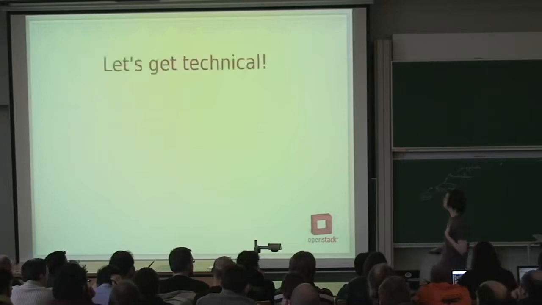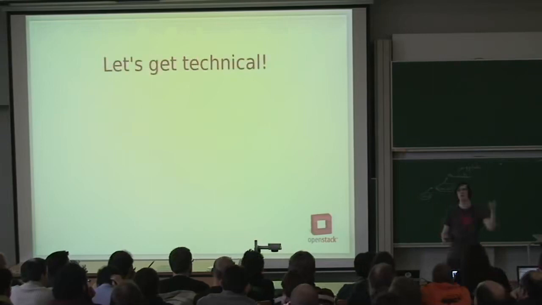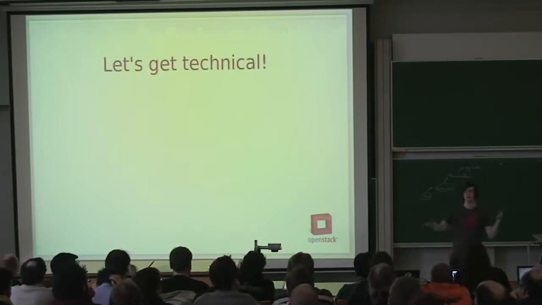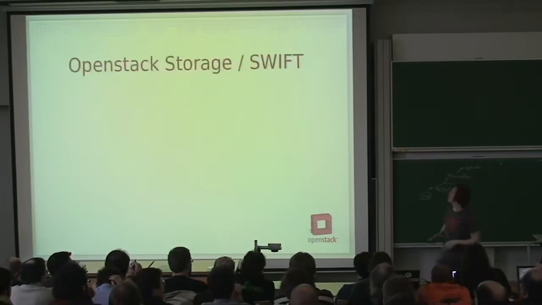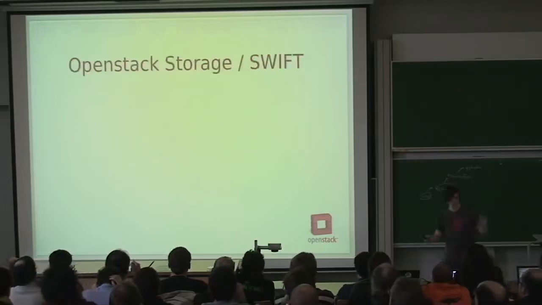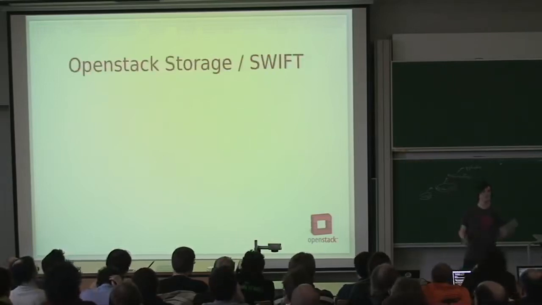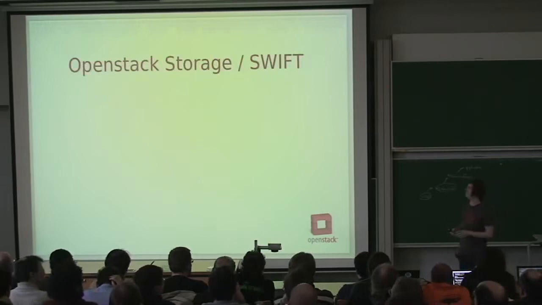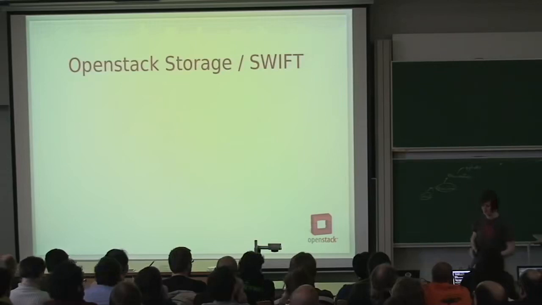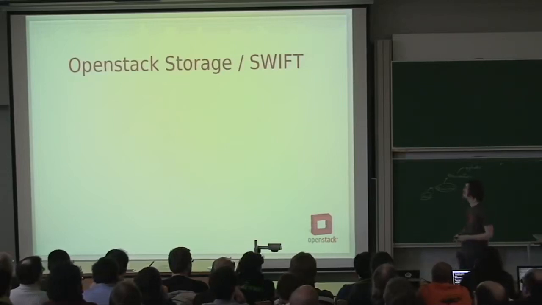Okay. So let's get technical. Unless someone has questions about all this history sort of stuff, or we can wait. We'll wait. Right, so there are these two major components to OpenStack. The first one, the one we're going to be speaking about first, is Swift, OpenStack storage, which is codenamed Swift.